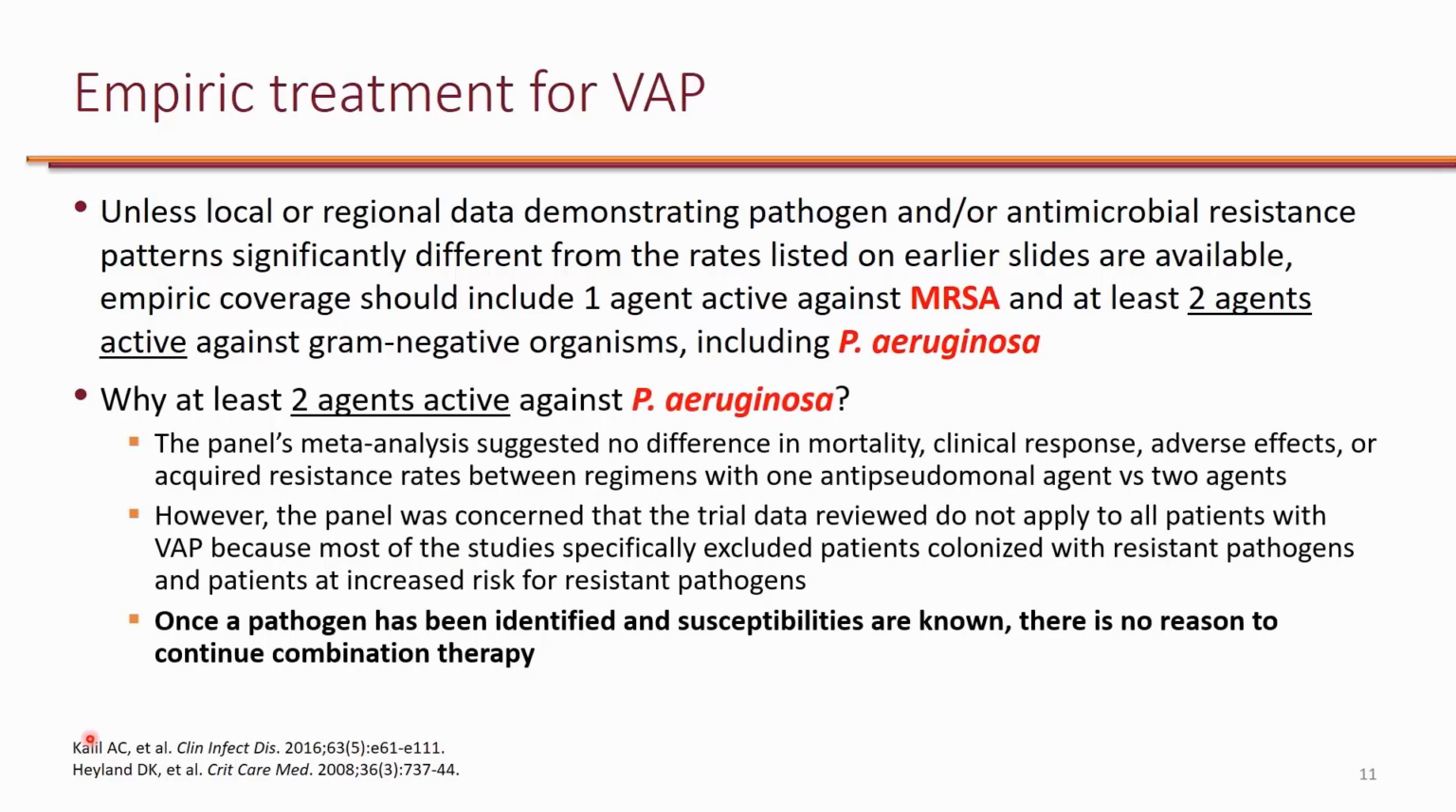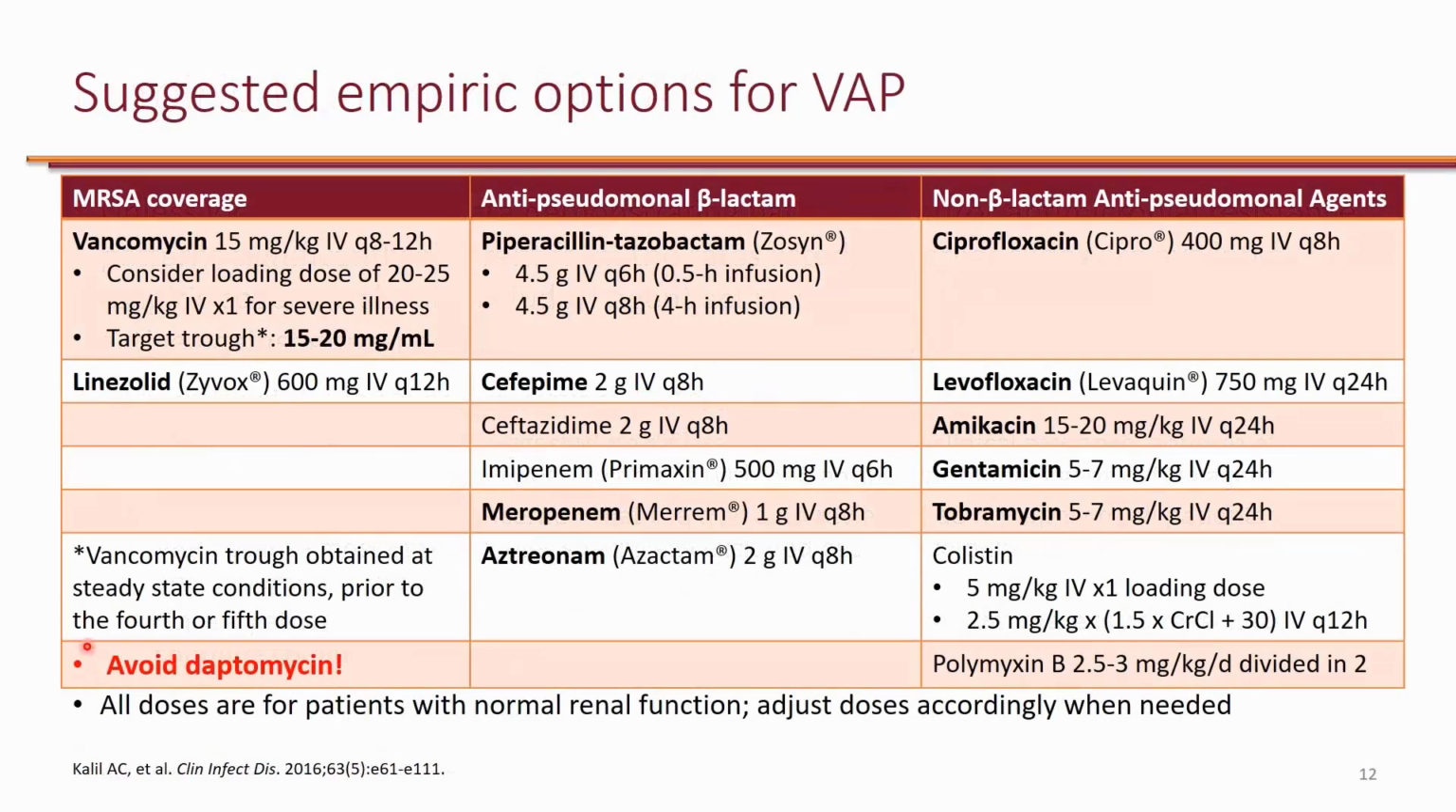And the reason the guideline recommends two agents active against Pseudomonas for empiric therapy is that in case one of the agents doesn't cover the Pseudomonas, the other one should cover it. And this is not for every patient. These are patients that are at risk of having multi-drug resistant Pseudomonas. And of course, once a pathogen has been identified and susceptibilities are known, there is no reason to continue combination therapy. Now, your MRSA coverage antibiotics are typically vancomycin and linezolid.